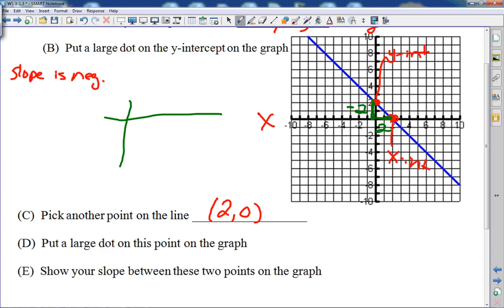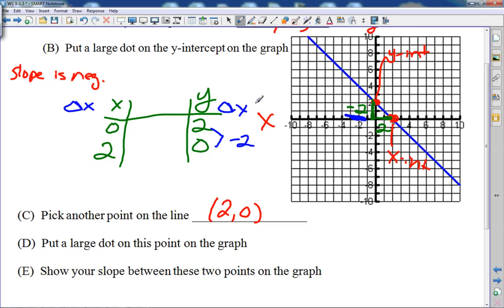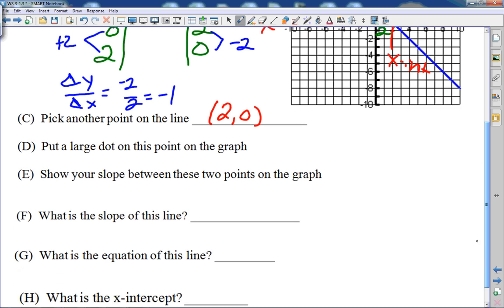Another way I can show this is on a table. I have my y-intercept 0, 2 and my x-intercept 2, 0. I have x and y. Well, the change in y is minus 2, here it is right here. Delta x, let's see, this is y, sorry, there we go. And this is plus 2. Delta y over delta x, negative 2 over 2 is negative 1. My slope is negative 1.